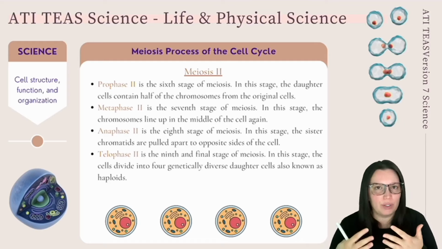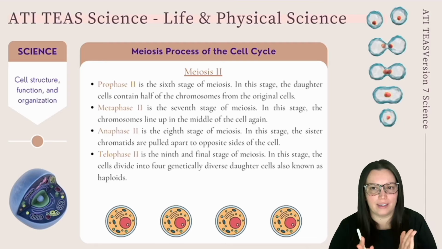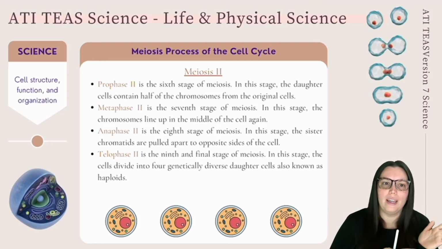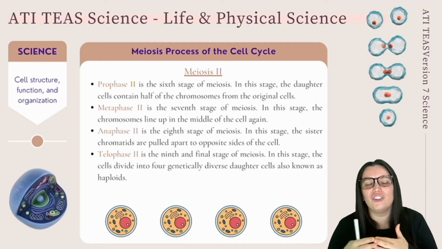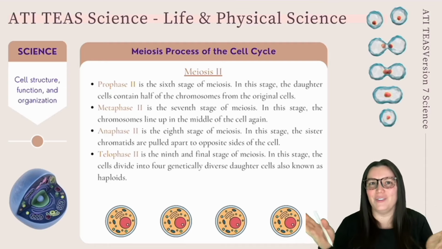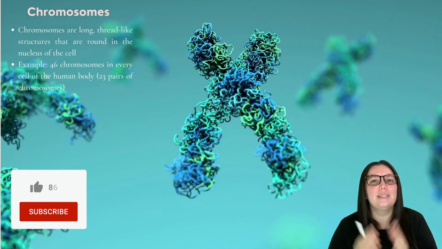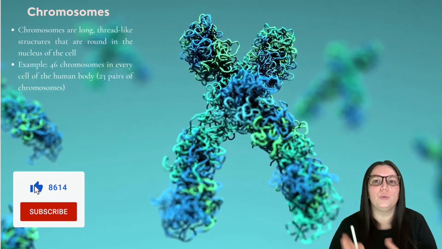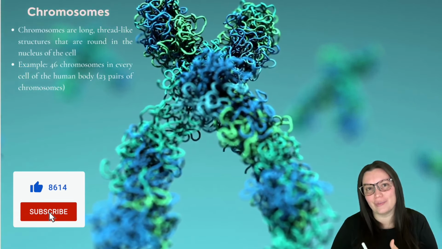Meiosis is a continuous process that takes place in all cells. Meiosis one and meiosis two are just two parts of the meiosis cell division cycle. So let's move on to describing the relationship between genetic material and the structure of proteins.